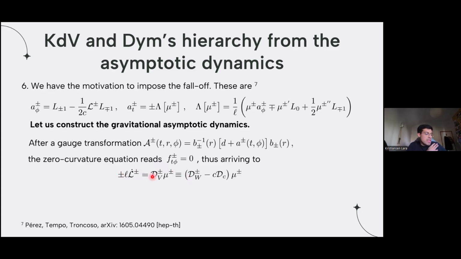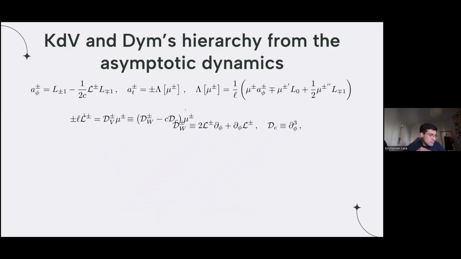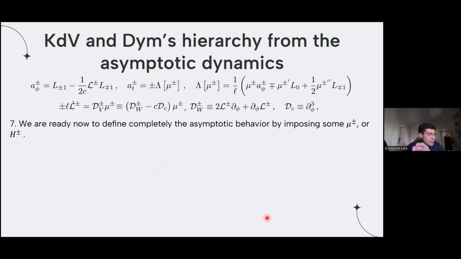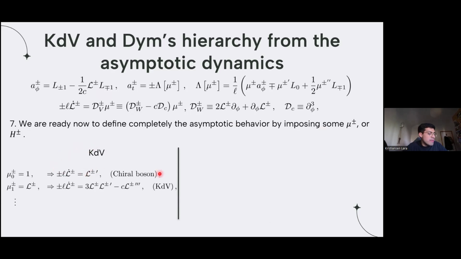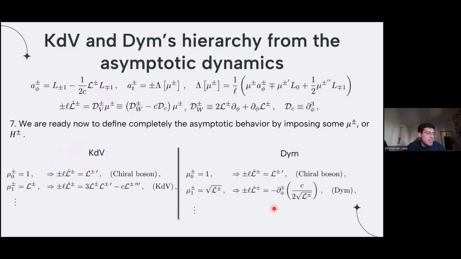And this D_mu, remember that the operator D_mu separates into D_W minus cD_C, where D_W is given by this expression, D_C like this, and c is the Brown-Henneaux central charge divided by 24 pi. Why? Because I would not like to obtain undesirable 24 pi terms in the middle of the calculations. So we are ready now to define completely the asymptotic behavior by imposing some mu or h. So, okay, it's the same. So for KdV, we have this hierarchy, and for AKNS, we have this hierarchy.